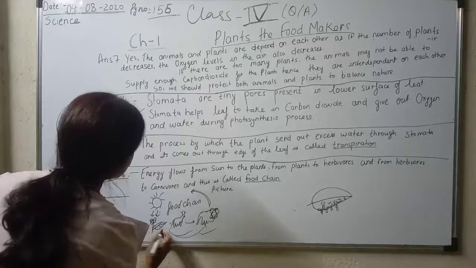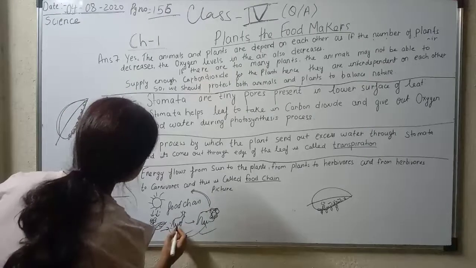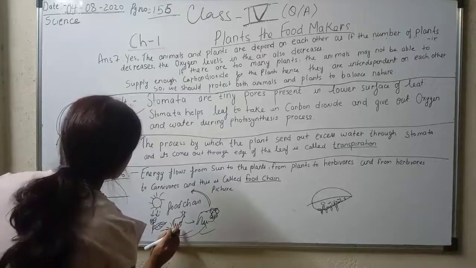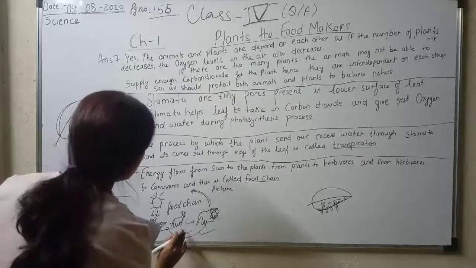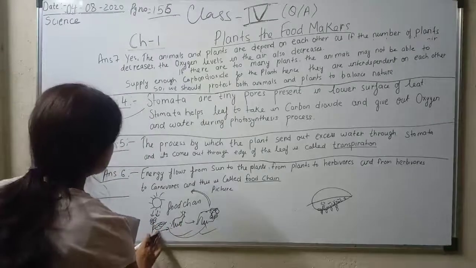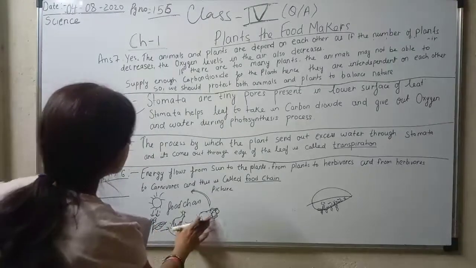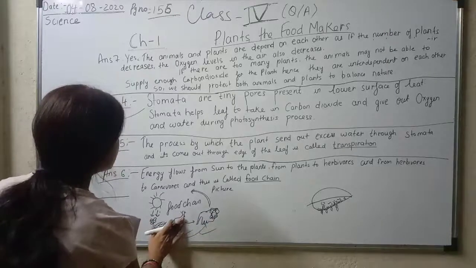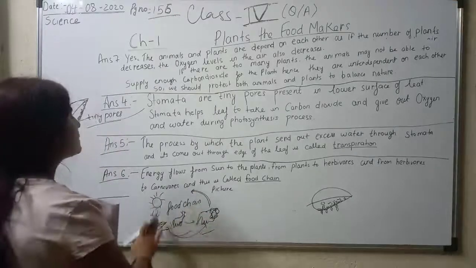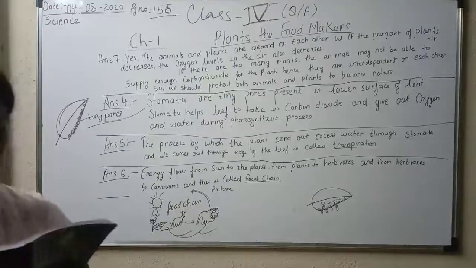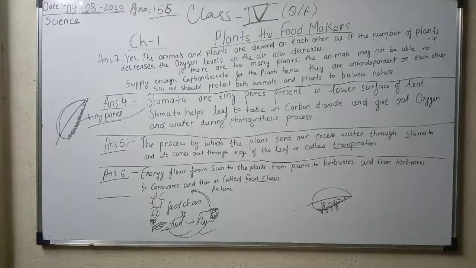The sun's energy falls on the plant. These herbivorous animals eat this plant, and this carnivorous animal eats those small animals, and in this way the food chain is completed. So you have to give this image also with your answer.